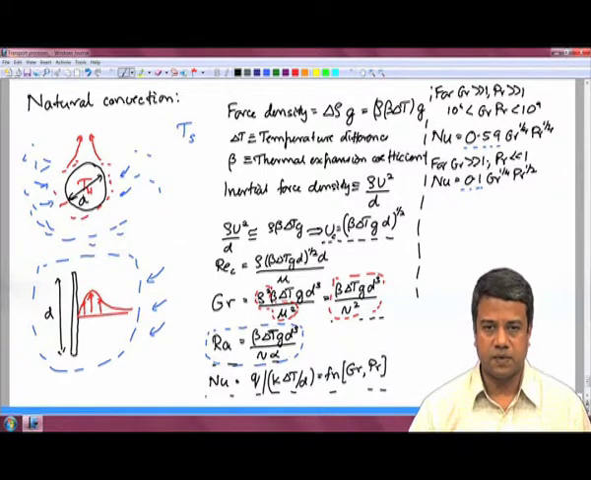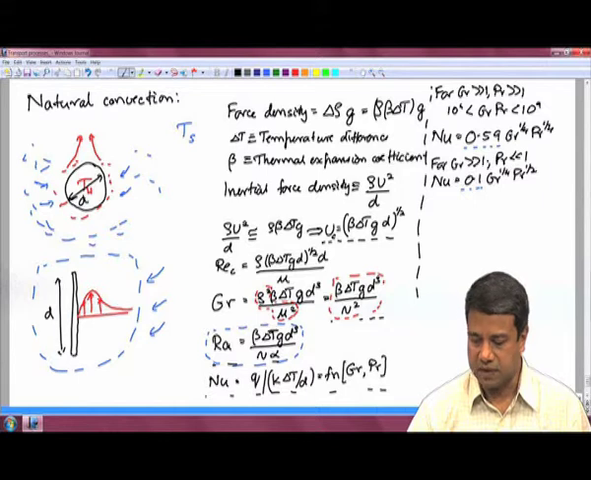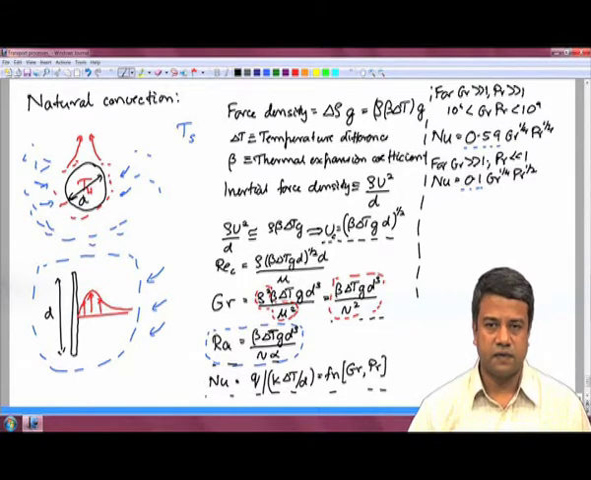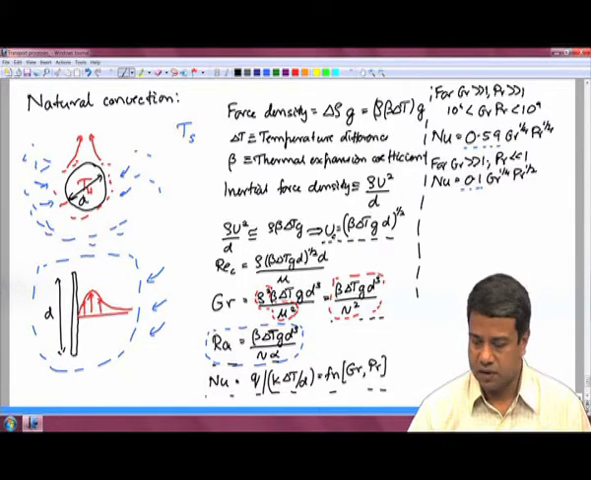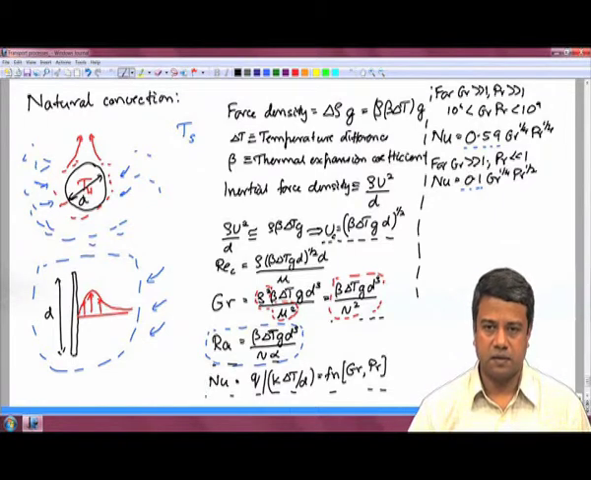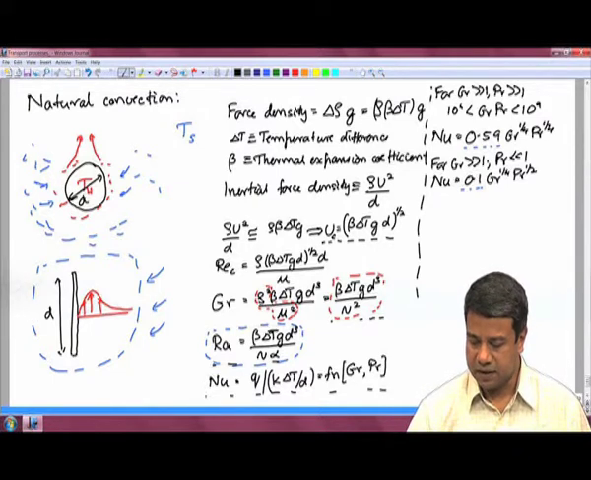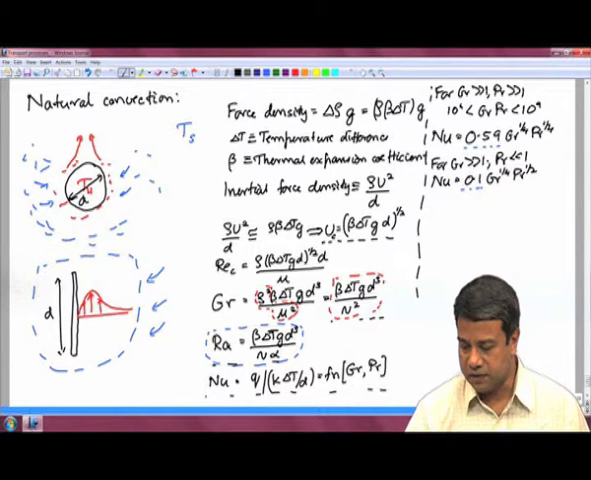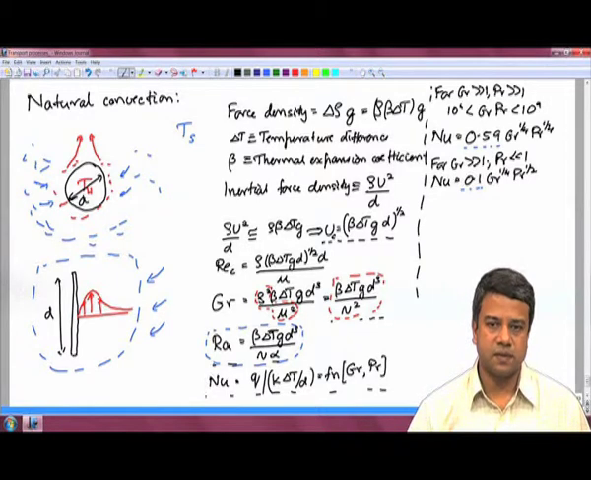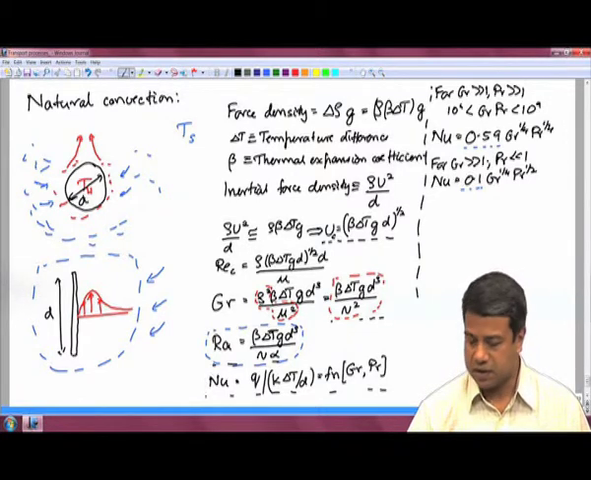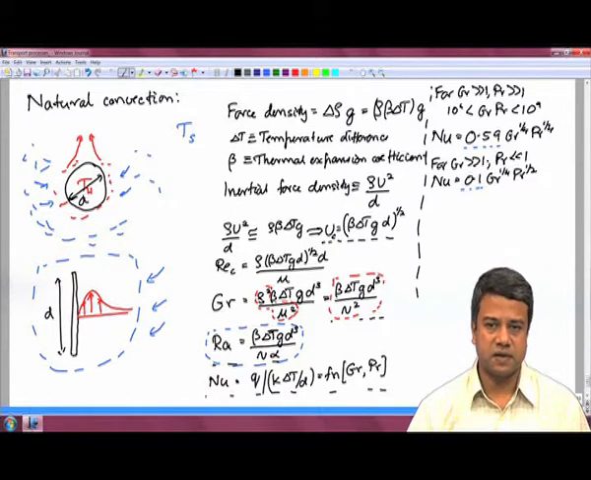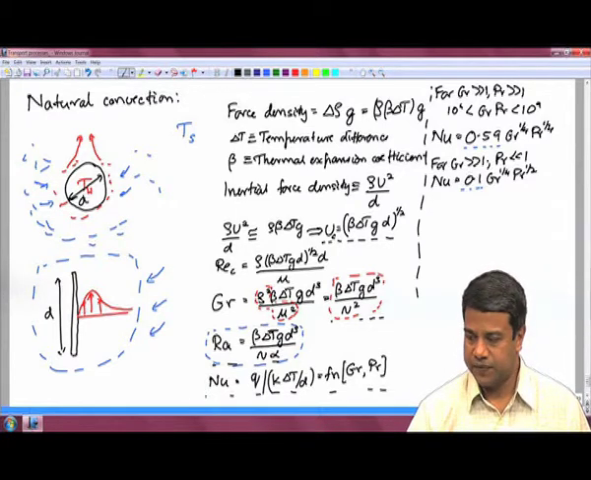These are Reynolds numbers, and the Grashof number is the square of a Reynolds number based upon the convection velocity, based upon a balance between the force density and fluid inertia. And the Rayleigh number, instead of the nu square in the denominator, you substitute that with the product of the kinematic viscosity and the thermal diffusivity. And we had seen once again there are certain correlations that arise in this case.